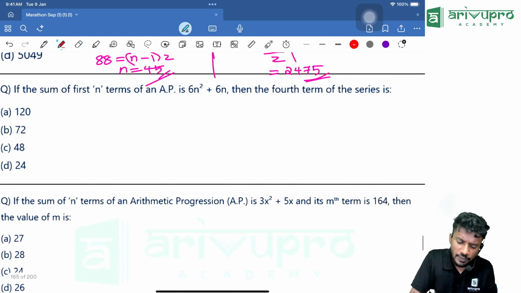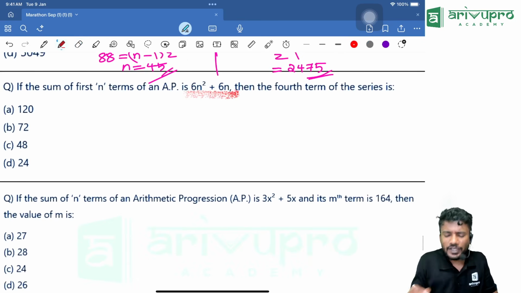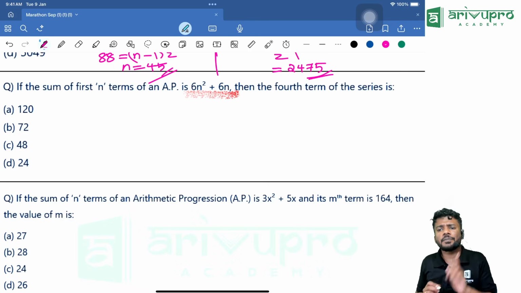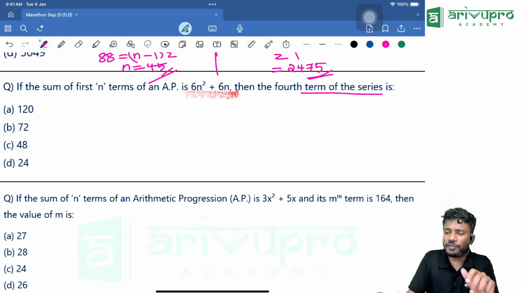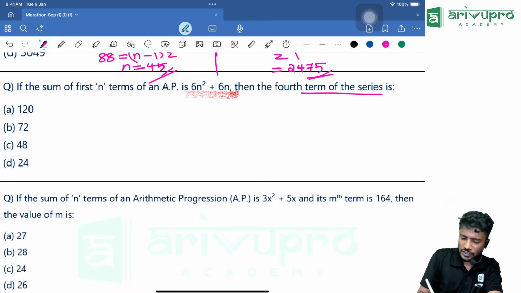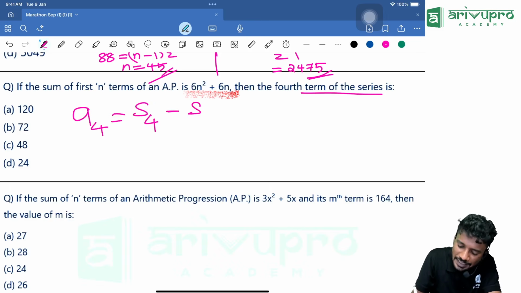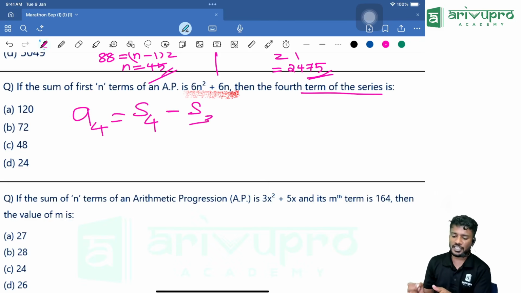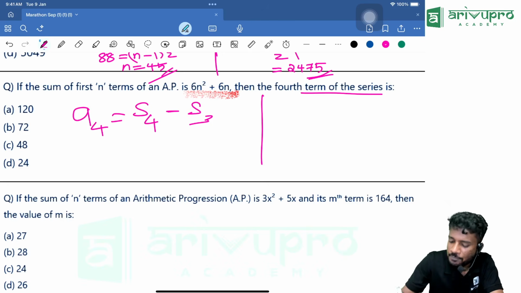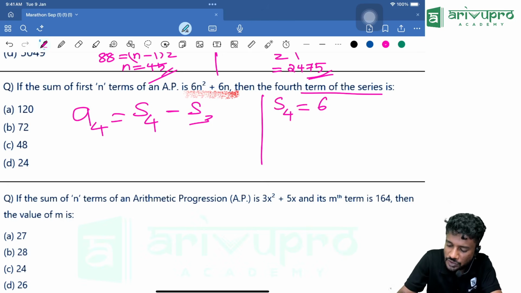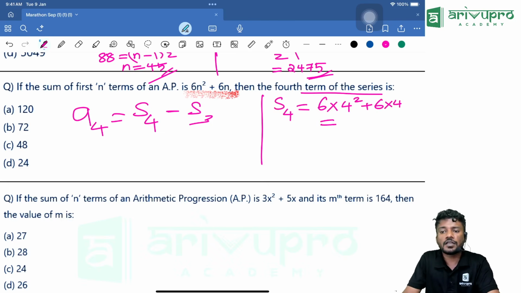Look here. If the sum of first n terms of an AP is 6n square plus 6n, then the fourth term of the series. How will you find the fourth term of the series? Yes. Fourth term is what? A4 is equal to S4 minus S3. We need to find the value of S4. We need to find the value of S3. What is S4? You tell me. 6 into 4 square plus 6 into 4. How much is it? How much is this one? S4 is how much?